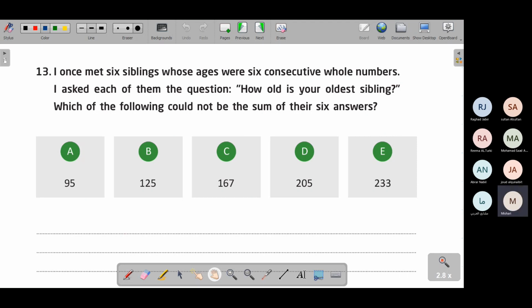I once met 6 siblings whose ages were 6 consecutive whole numbers. I asked each of them the question, how old is your oldest sibling? Which of the following could not be the sum of their 6 answers?